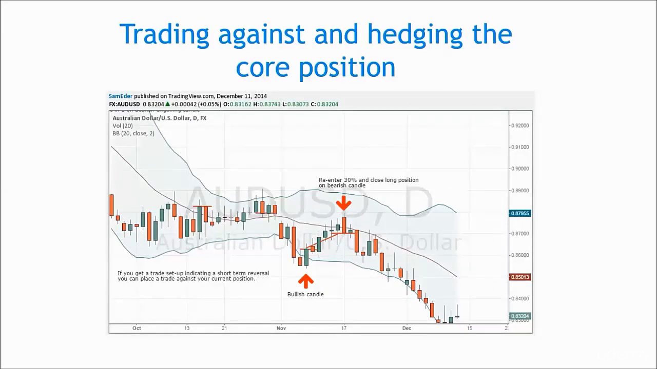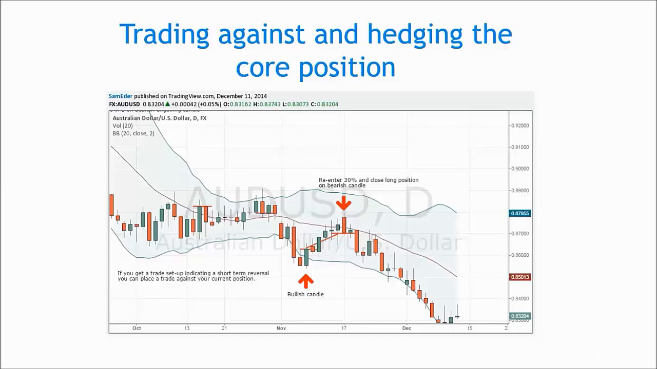Trading against and hedging the core position. Trading or hedging a core position is really about your trader mindset. When it comes down to it, exiting part of your position has the same real effect as trading against or hedging a position. If you are short 10 lots and you buy 3 lots, then you are net 7 lots short. No matter if you have established a new position, close some of your original position, or place the trade as a hedge. Confused? Don't worry too much.